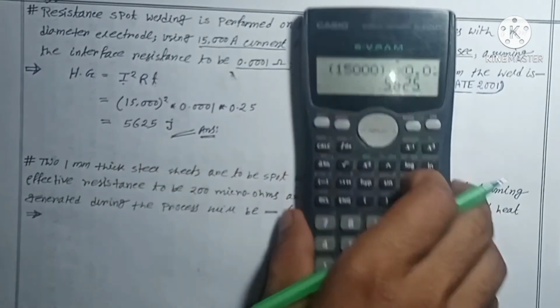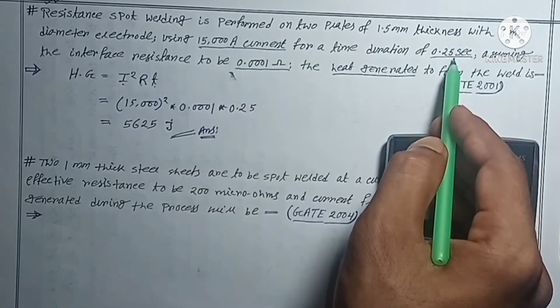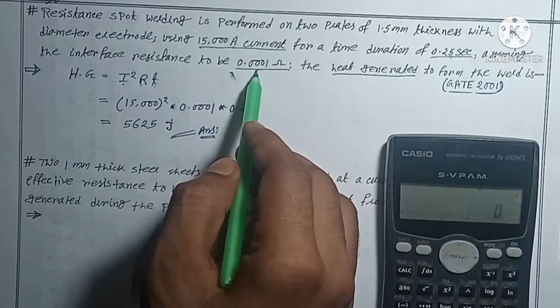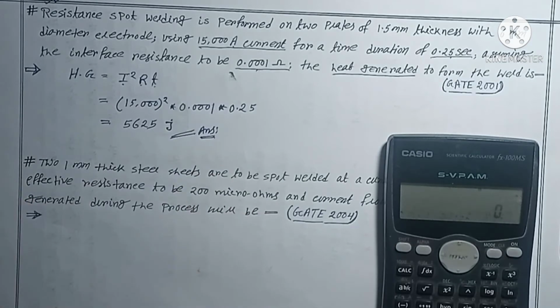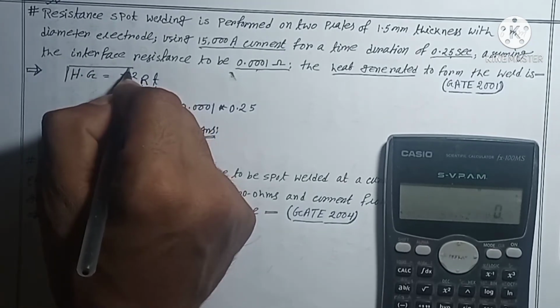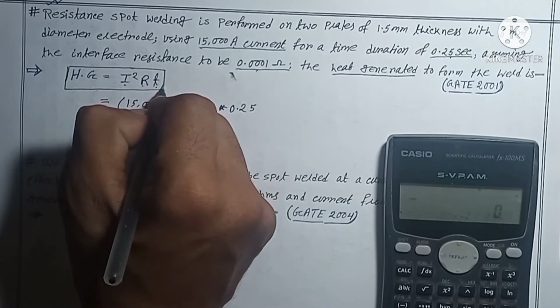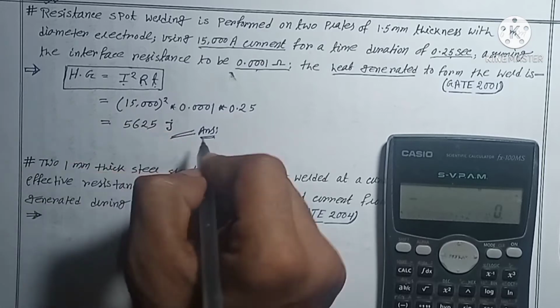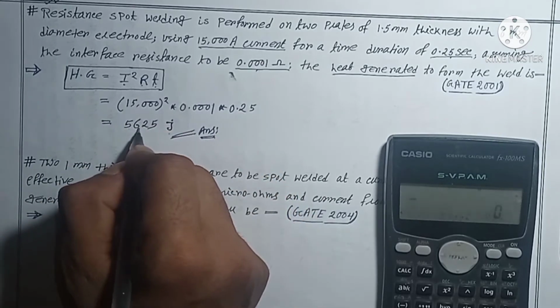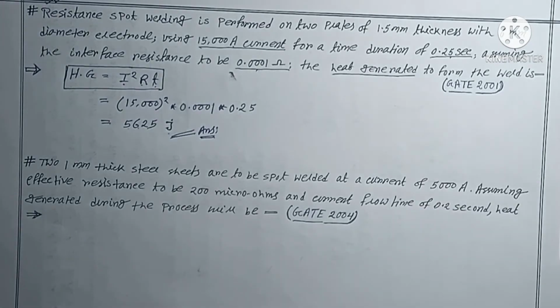So simply, in the question each and everything is given: the amount of current, the time duration and the resistance, and we have a single equation for heat generation. The heat generation is equal to I²RT. So we just put in the values from the question, and we get our answer as 5,625 joule. Similarly, next let's solve the next one.